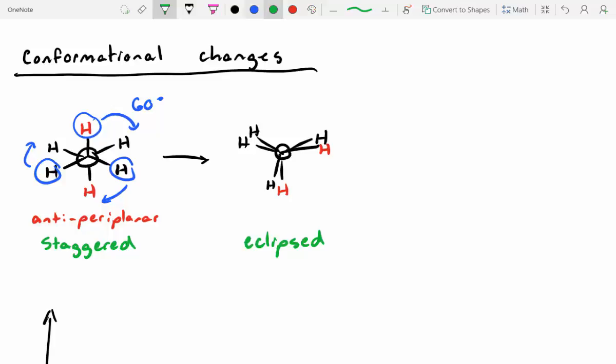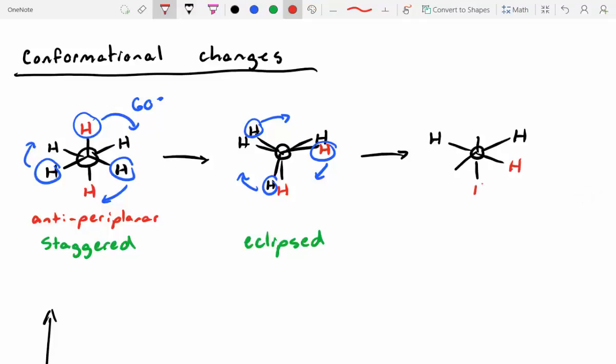And then let's finish turning this a bit more. We'll pull this one down 60 degrees, 60 degrees, 60 degrees. And now our back carbon is still in that same spot. However, our front carbon has changed. And do you think this will be called staggered or eclipsed? Staggered.